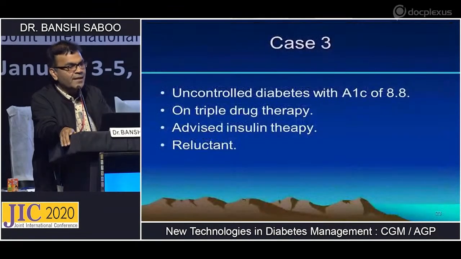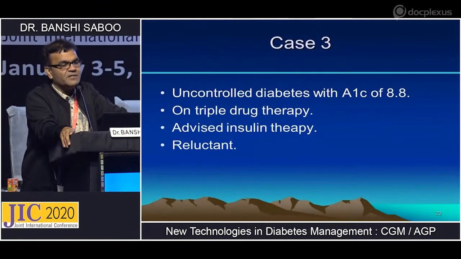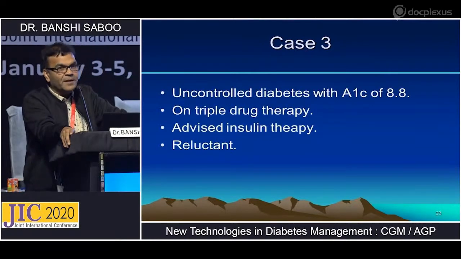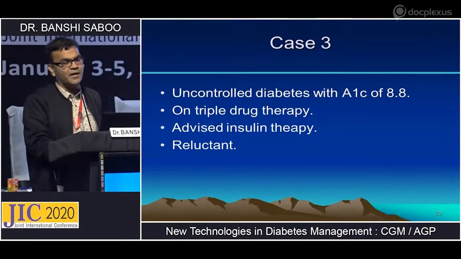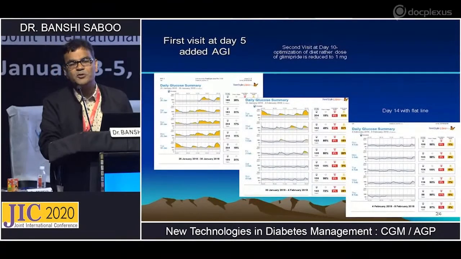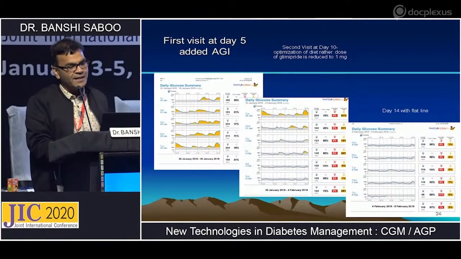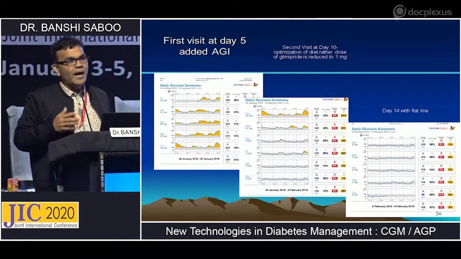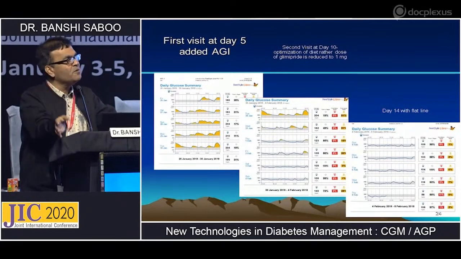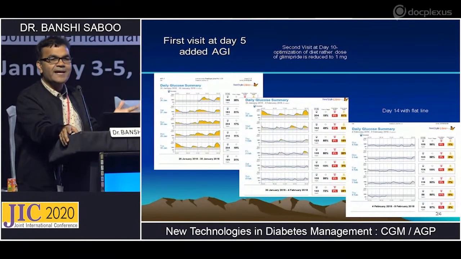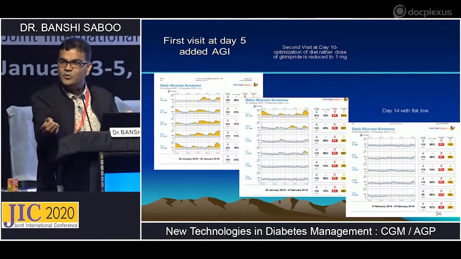HbA1c is well controlled. The other patient is an uncontrolled diabetic with an A1C of 8.8, already on triple drug therapy. Again, a right candidate to start insulin therapy. The patient was reluctant, and so was I, because with the diet we had asked for, it was the post meal sugar which was very high. After explaining to the patient, we added two things: one is an SGLT2 inhibitor and the other is an AGI. Now, there is no guideline which shows that after triple drug therapy with an HbA1c of more than 8.5, the right candidate should start only insulin therapy.